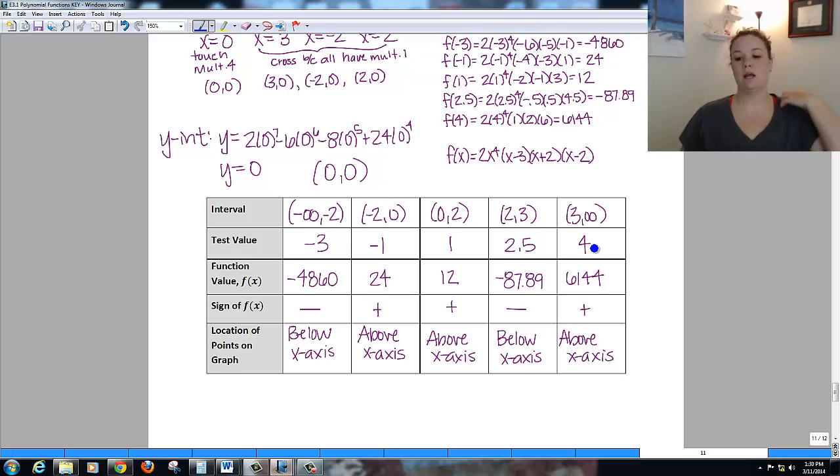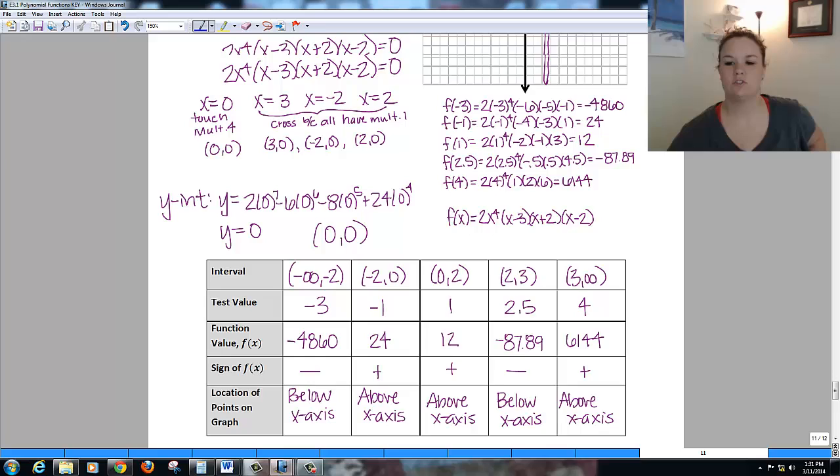Okay, now when I plugged in some of these values, I got some horrible values that are off the graph, right? Like when I plugged in negative 3, I got negative 4,000 something. When I plugged in 2.5 and 4, I got numbers that are way off the graph. Okay, so that tells me that those should shoot really far up and really far down. So make sure, even though we're just doing a sketch, you go ahead and make them shoot high and low if you know they go off the graph.